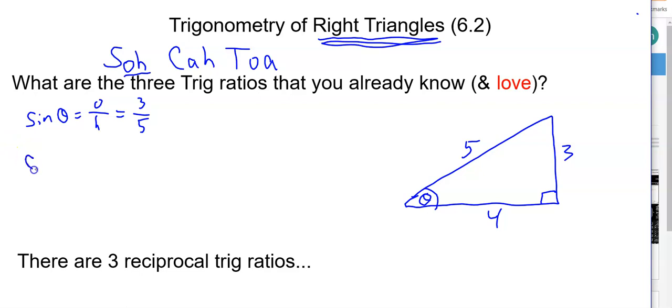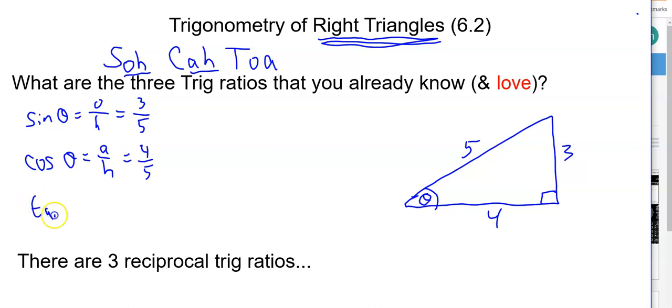Then we'll set up the cosine of theta. And cosine is adjacent over hypotenuse, which in this case, the adjacent side, the one next to it but not the hypotenuse, is 4 over 5. That's the ratio. So sine, cosine, and tangent are ratios of numbers. So sine of theta is 3 over 5. Cosine of theta is 4 over 5 in this case.